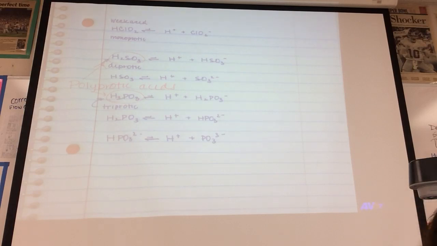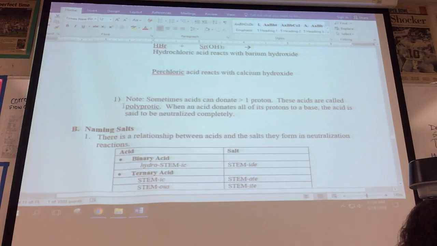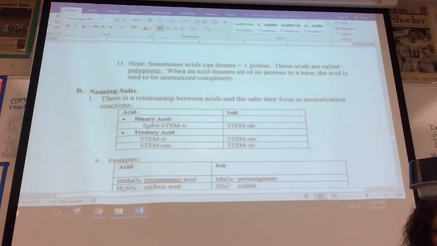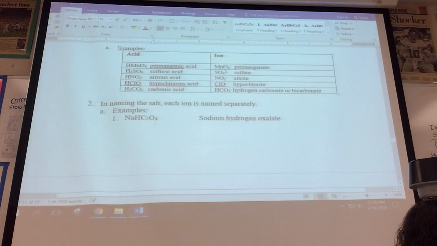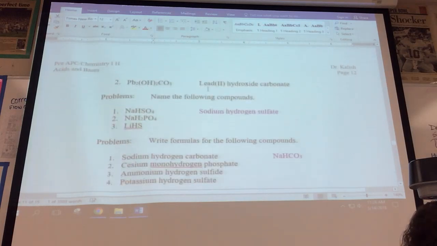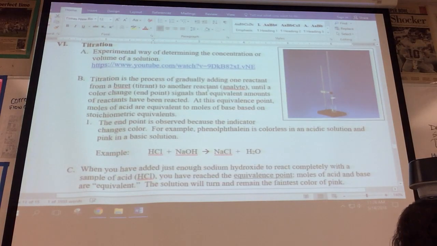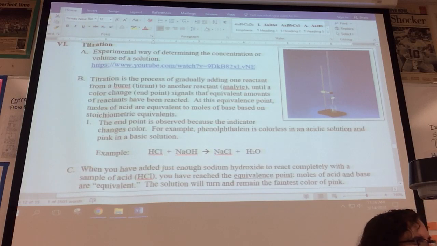The naming of salts you already know how to do, and I showed you the relationship between ate and ic on the acid and ite and ous. So we're going to skip this section. You're welcome to look through it, but you already know it. And we're going to pick up today at titration.